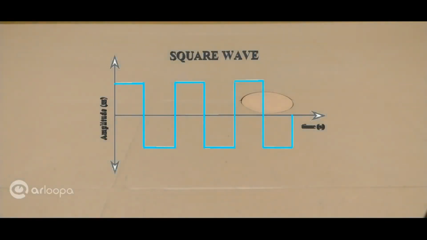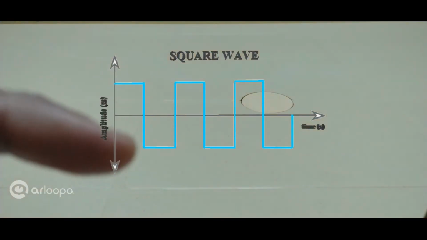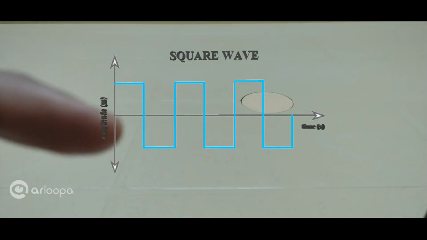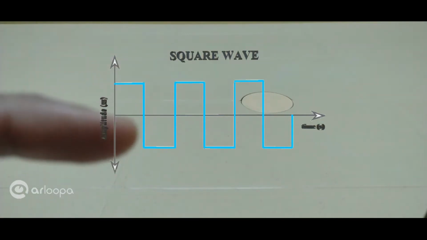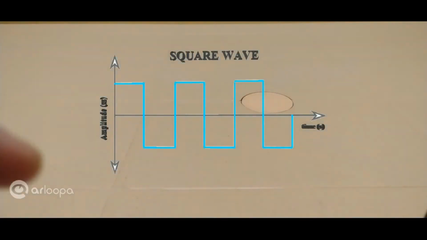Now, in an ideal square wave, the transition between the maximum and minimum value is exactly instantaneous. But that's just an ideal case. In real life, there is a slight delay. I'll explain the reason later in this video.